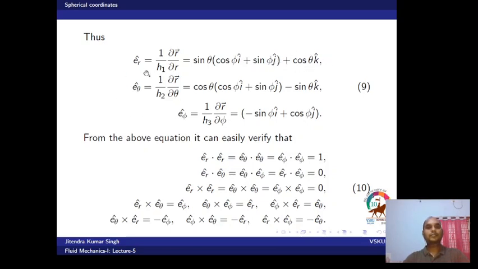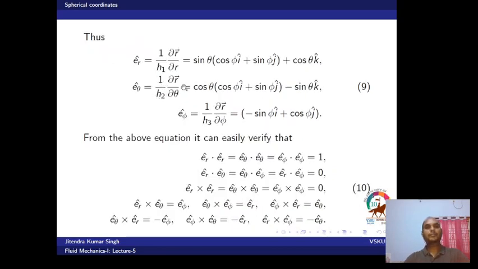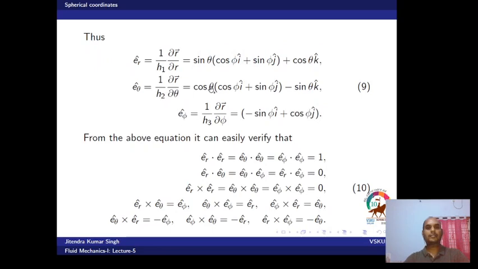Now the unit vector e_theta is equal to 1 by h2 times partial r vector by partial theta. Here h2 we found as r. So we get 1 by r times partial r vector by partial theta, which we already determined. This vector will be divided by r, so r and r cancel out. We get cos theta (cos phi i + sin phi j) minus sin theta k.